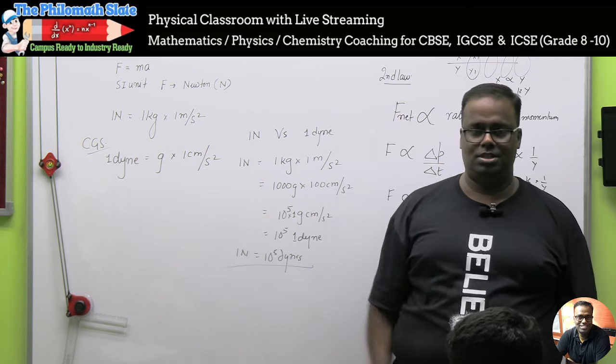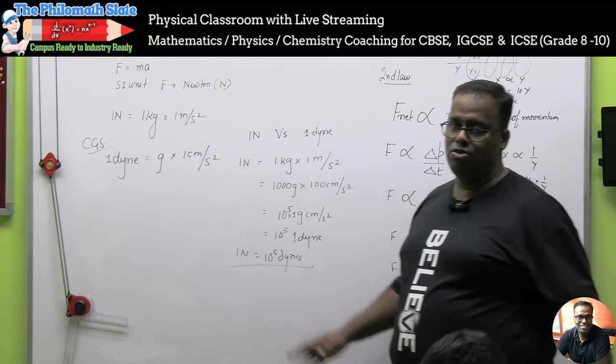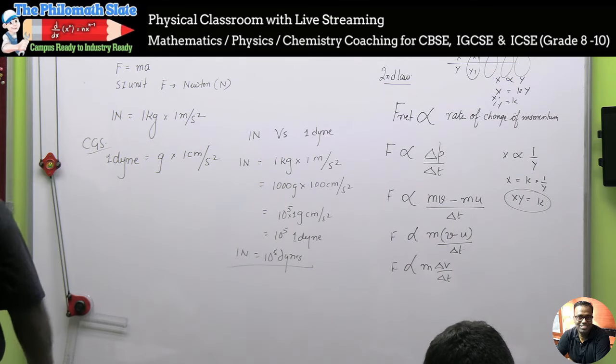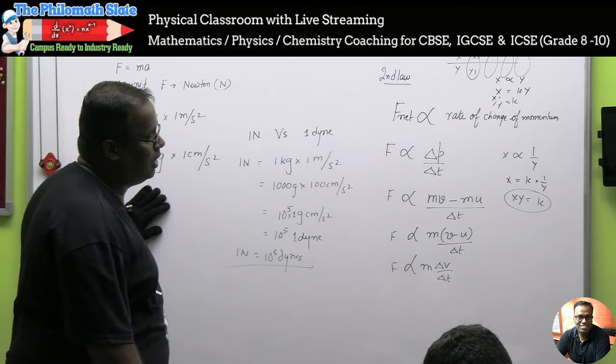7 हो गया. These are all known as derived units. ये जो आप पढ़ रहे हो इनको derived units बोलते हैं. So we just saw the derivation of how 1 Newton can be said as 10 to the power 5 dynes.